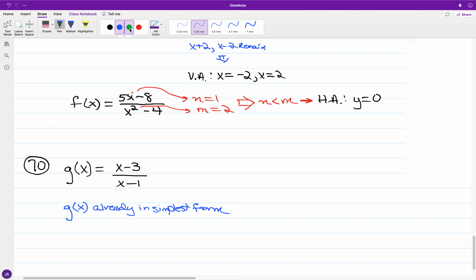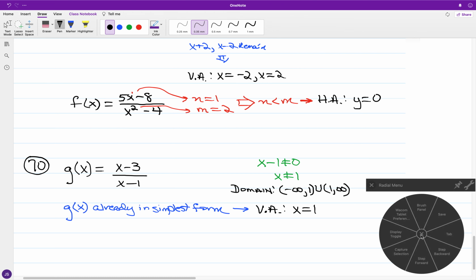So with this rational function, again, the denominator cannot be equal to 0. There's only one exclusion, and that is going to be 1. And in the case of the domain, we have those values of x that will be less than 1, and those values of x which will be greater than 1. And since x minus 1 remains, since g of x is already in simplest form, the restricted value is going to be the vertical asymptote. So we have x is equal to 1.